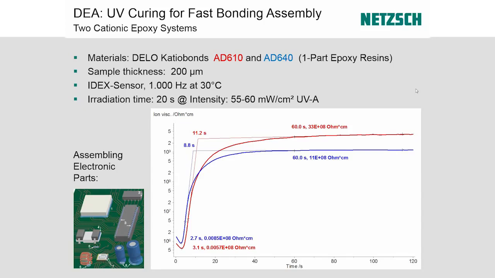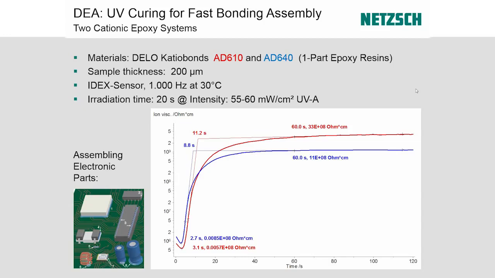But for this relatively idealized system, we were able to find that the 8640, the blue, hit its minimum ion viscosity at nearly the same time as the 8610. It gets to its reactivity component in a rather similar amount of time as the AD610. However, it levels off substantially lower than the 610, the red curve.